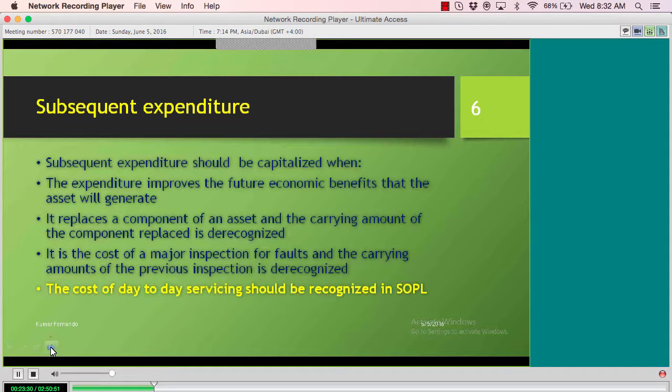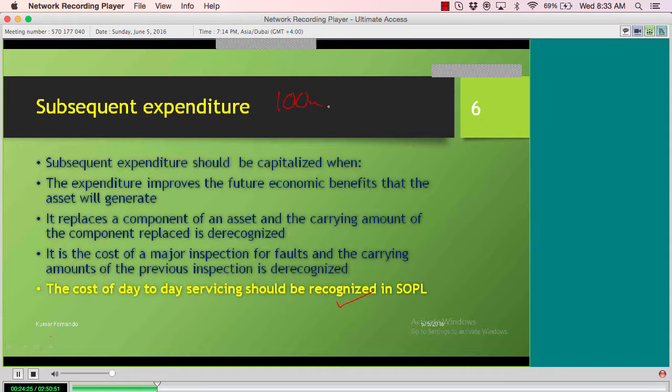Normally, whatever you incur after bringing the asset into existence is considered revenue expenditure and charged to the statement of profit or loss. So to service the machine, to color wash the building, to repair the computer equipment, all that will be considered revenue expenditure and charged to profit or loss. But there may be certain expenditure which will stand for capitalization. Let's assume you have put up a hotel building, 50 rooms, and that has cost 100 million.